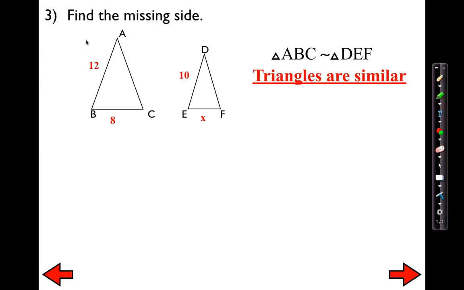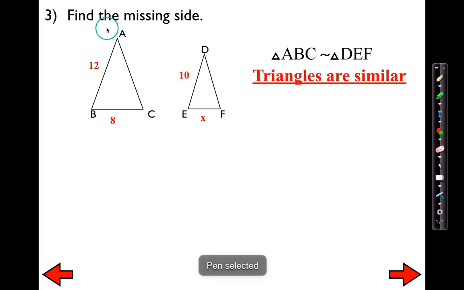Number 3 says find the missing side. So it tells us triangle ABC is similar to triangle DEF. This is important. I'm not going to be able to use a scale factor unless I know the shapes are similar. So first of all, I have a huge tip for you.